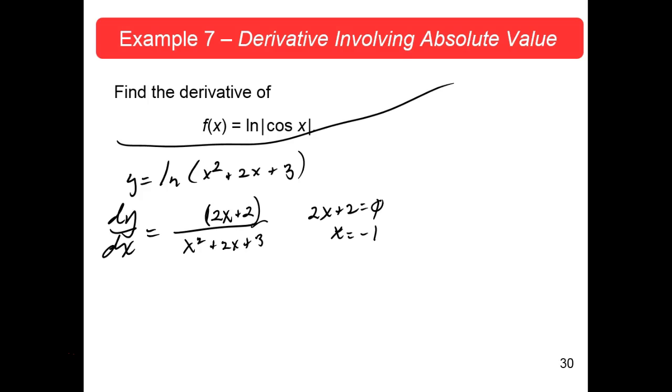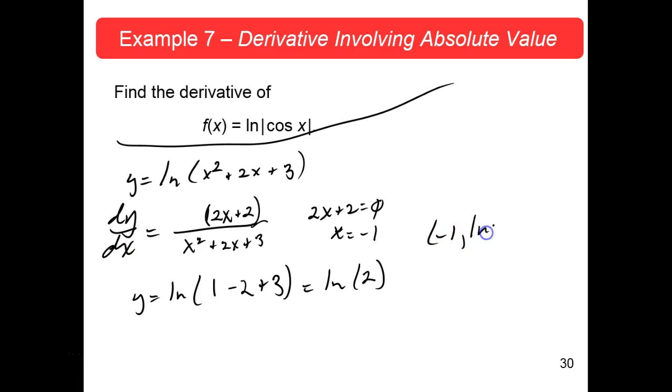Usually, though, you list the extrema as an xy pair, so you do need to plug that back into your original function. So y is equal to the log of, what happens when you put negative 1 in there? That becomes 1 minus 2 plus 3, so log of 1 plus 3 is 4, minus 2 is 2. So the y value is that, and your local extrema is negative 1, log 2. Then they show the graph in the text, and you see there is one place and one place only where you have a relative minimum.